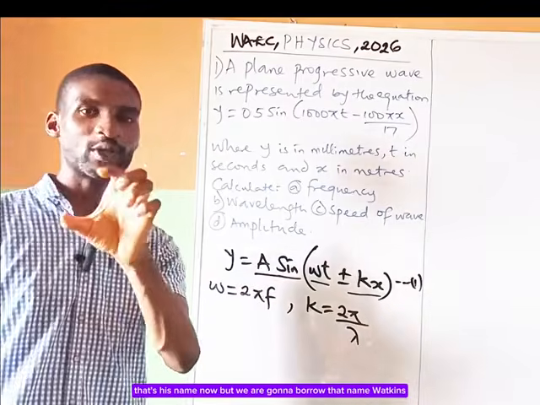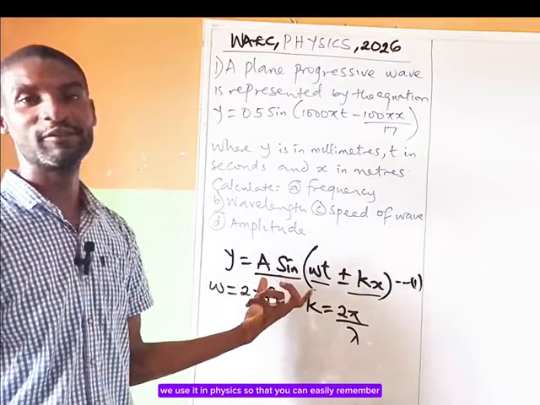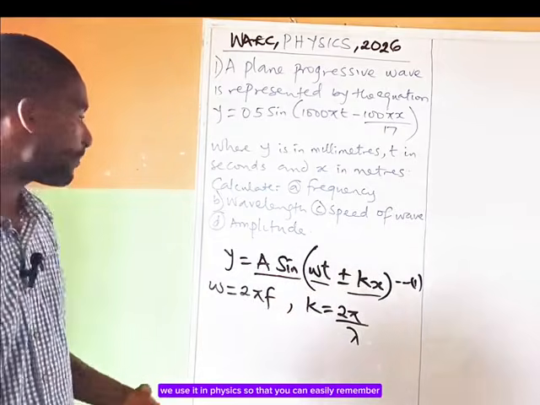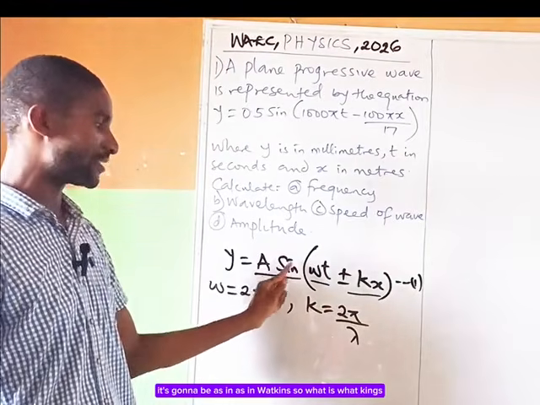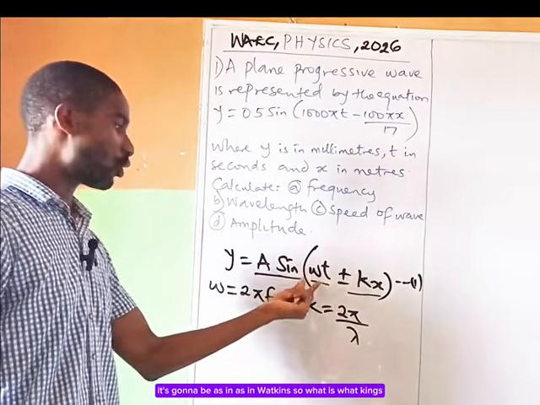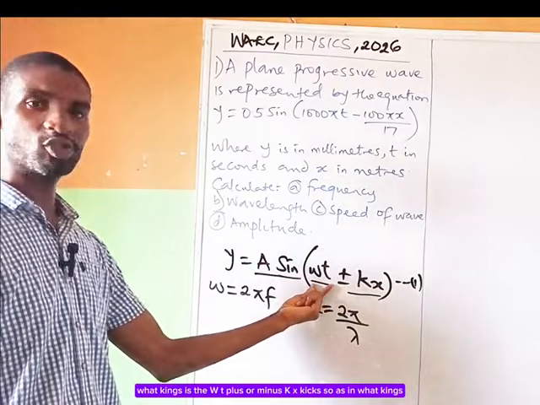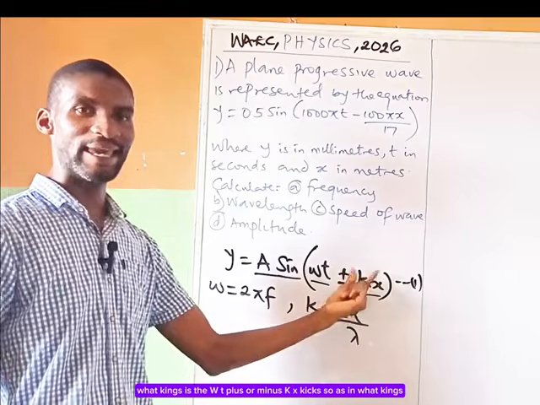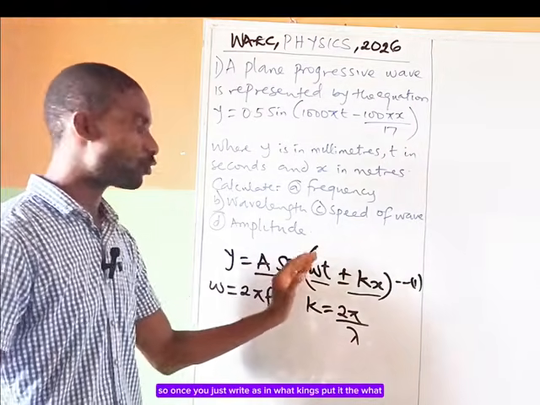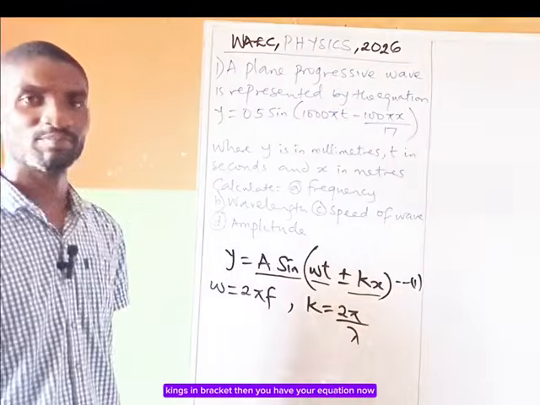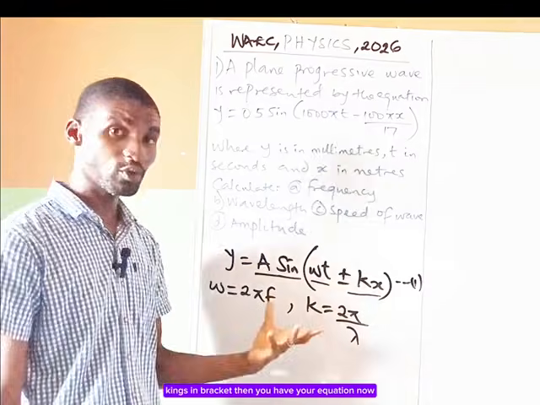Now, we are going to borrow that name Watkins. We use it in physics so that you can easily remember. So instead of only Watkins, it's going to be A sine Watkins. So what is Watkins? Watkins is the wt plus or minus kx, kicks. So once you just write A sine Watkins, put the Watkins in brackets, then you have your equation.